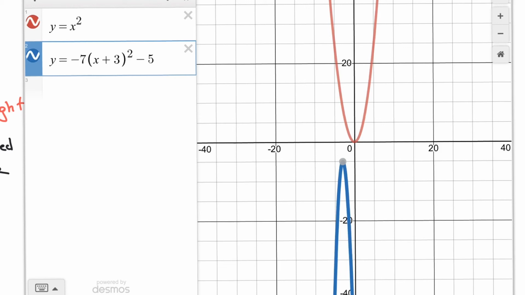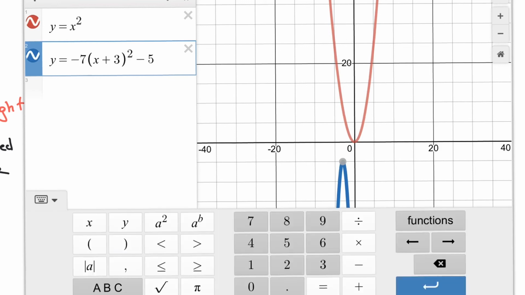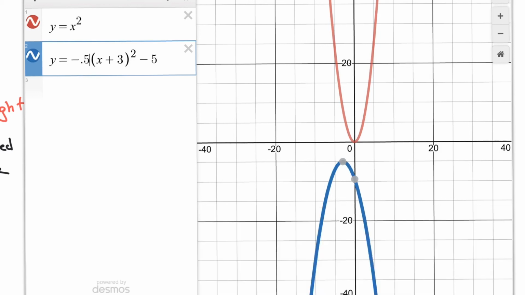Now what happens if the actual number becomes smaller? I'm going to keep the negative, but I am going to change the 7 into a number less than 1, between 0 and 1. Let me try and change that to 0.5. So if you guys look at the width, compare the parent function, the one in red. This is the regular width of a parabola. Well, this one looks bigger. That's what happens when you have a vertical compression. The width of the parabola gets bigger.